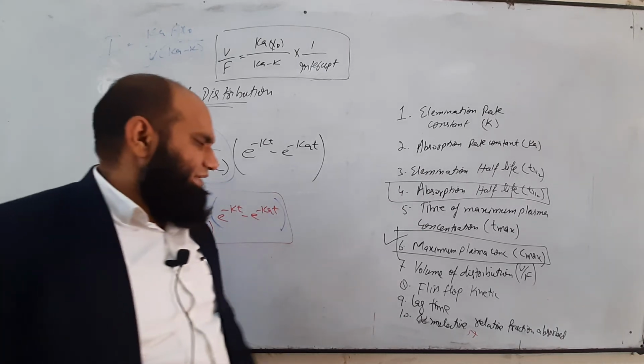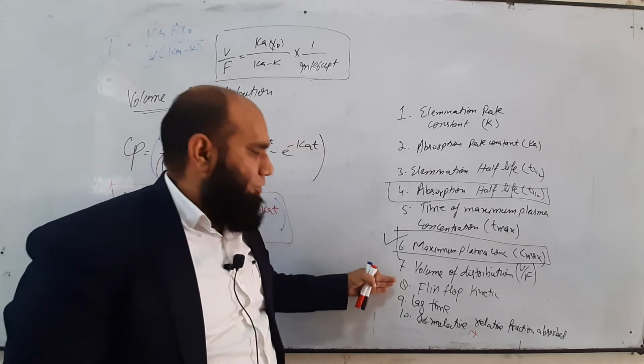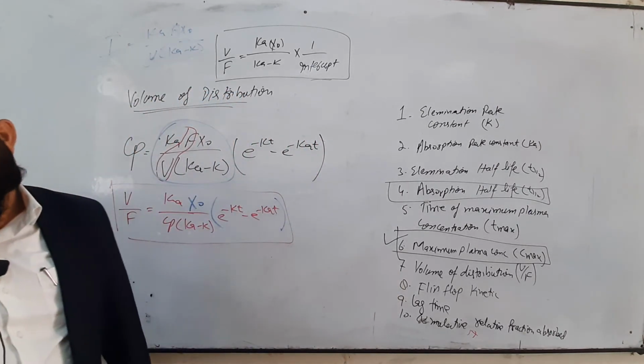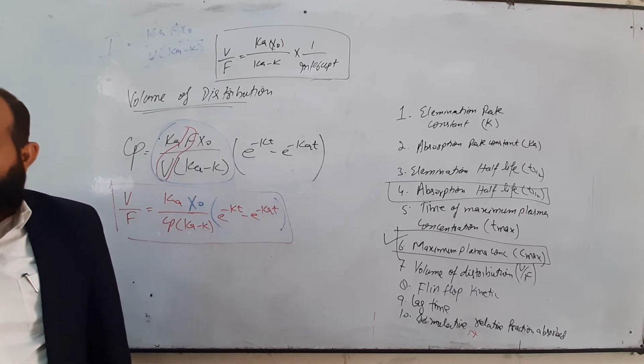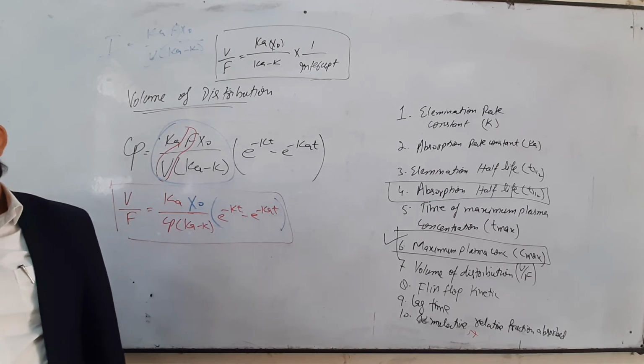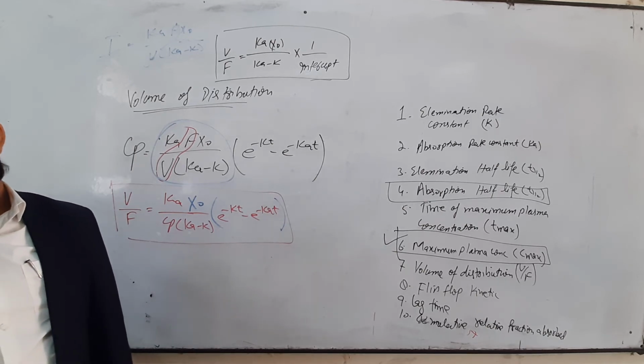Okay, now the next topic is flip-flop kinetics. Flip-flop kinetics are those types of kinetics in which we assume that the elimination rate constant at the start is greater than the absorption rate constant.